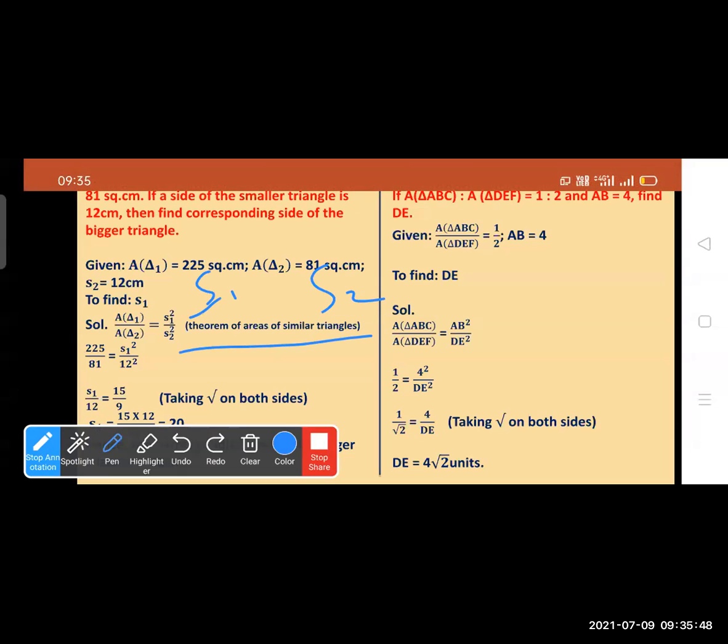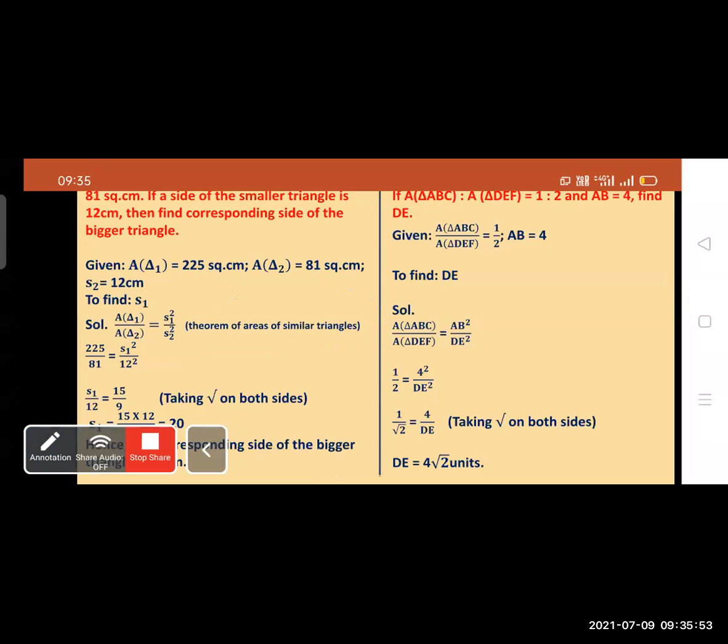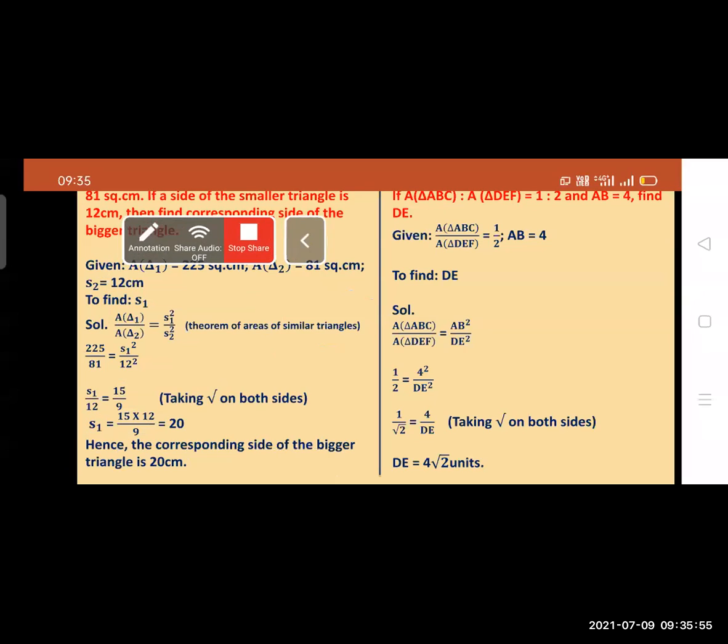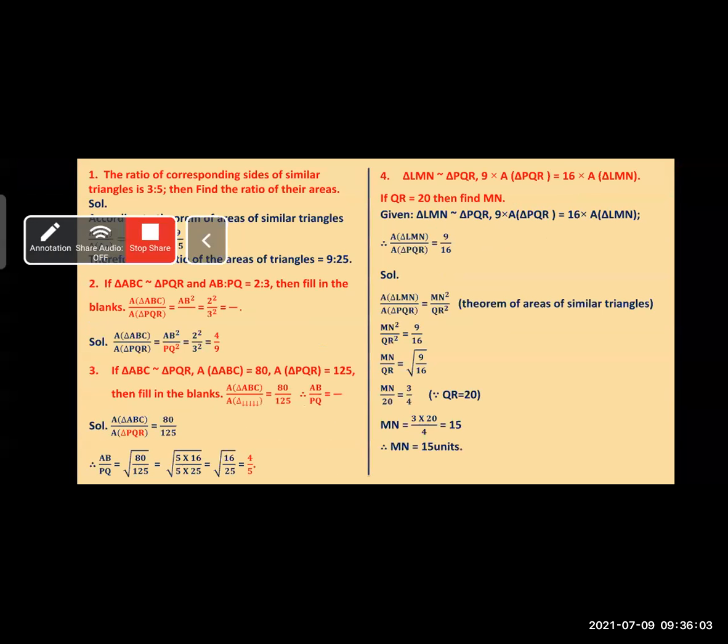Yes teacher. Then apply the theorem and cross multiply it. So from here you can find out the value of S1. And in the second question, question number 6, the ratio of two areas is given. The ratio of two areas is given.